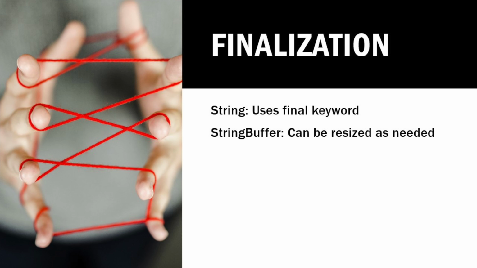In summary, the key differences are mutability, performance in modification scenarios, memory usage, and thread safety. Choose String for simple, immutable text and StringBuffer when you need to efficiently build or modify text frequently, especially in multi-threaded environments. Understanding these differences will help you make the right choice in your Java programming tasks.